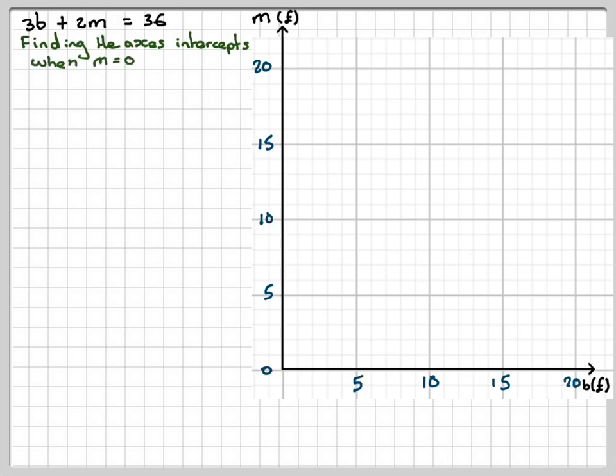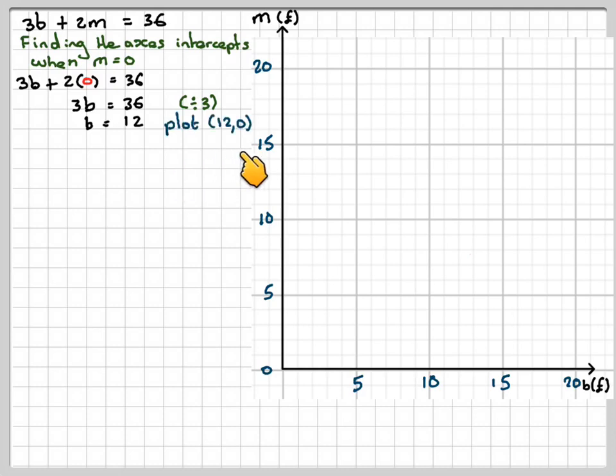To find where it cuts this axis, we put M equal to 0 into this. So we're going to have 3B plus 2 times 0 is 36. That gives us that 3B is equal to 36. Dividing by 3, we get that B is equal to 12. That means we need to plot the point 12, 0 on our graph. 12, 0 is there. Put a little point there.